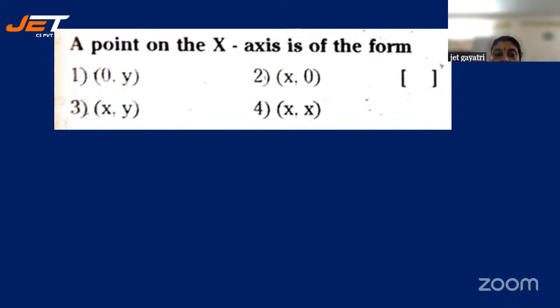Yes. So your answer must be, if it is on the x-axis, then y must be 0, isn't it? If it is on the x-axis, y must be 0 and x should be x. So it is x comma 0. All right. Let's move on to the next question.